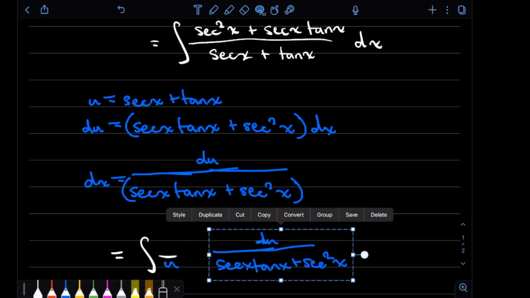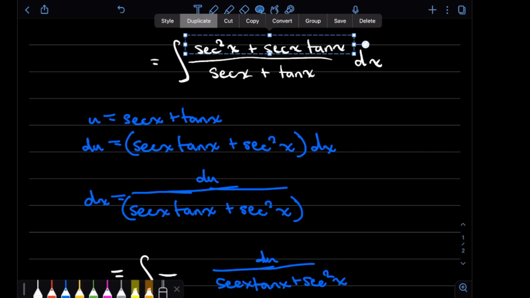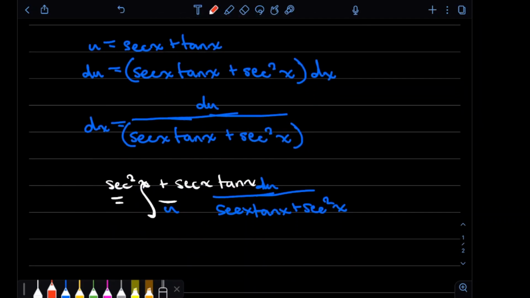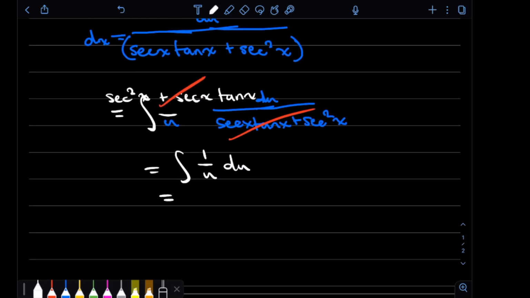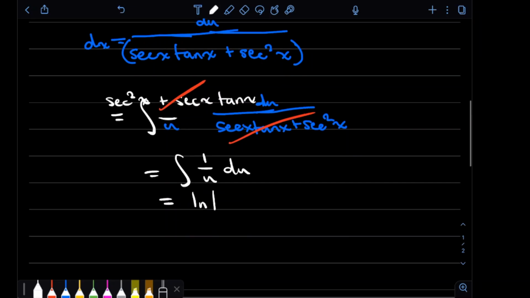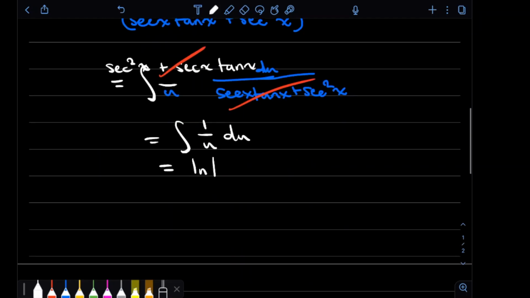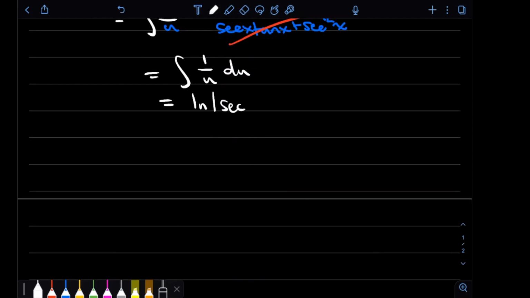I can just copy this up here and put it down here. It's going to be a little bit of a mess, but these guys cancel out, and we get the very convenient integral of 1 over u du, which gives us natural log of the absolute value of u, but we know what u is up here. It's secant of x plus tangent of x. And don't forget the plus c.